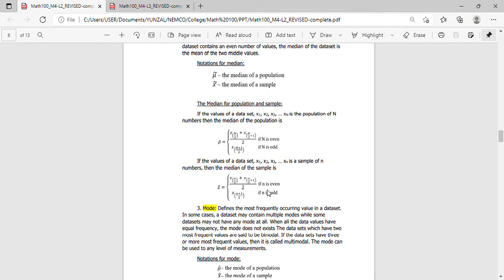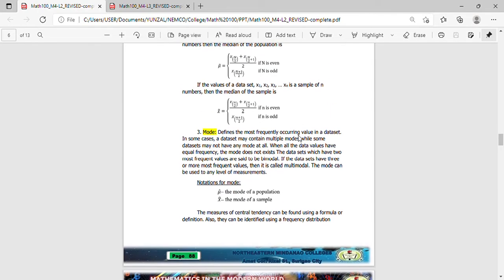So the median for population and sample, if the values of a data set x sub 1 to x sub n is the population of n numbers, then the median of the population is here. Know that the median of the population is equal to x sub n over 2 plus x sub n over 2 plus 1, if n is even, over 2. But if n is odd, we will just have to use x sub n plus 1 over 2. Later natin mga example. So again, the only difference is that if the median of the population, we use big letter N. But if we are talking for the median of the sample, we will use small letter n.